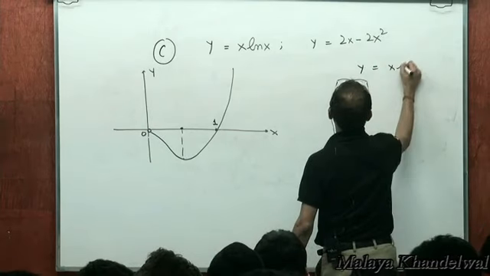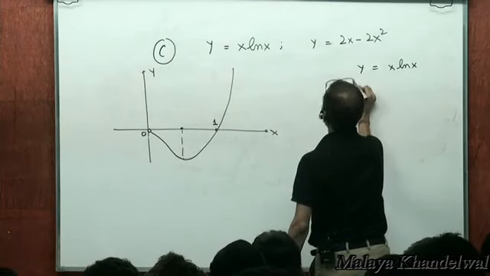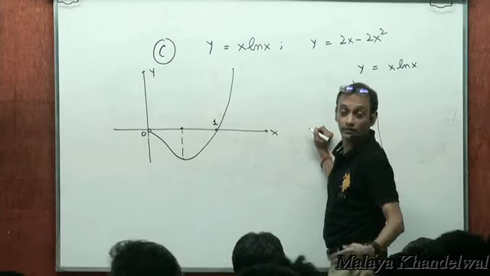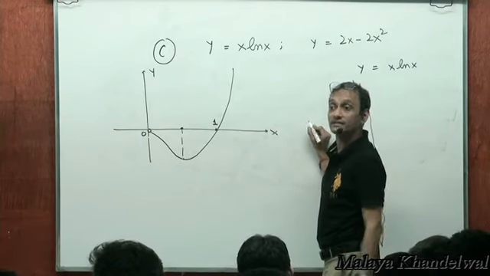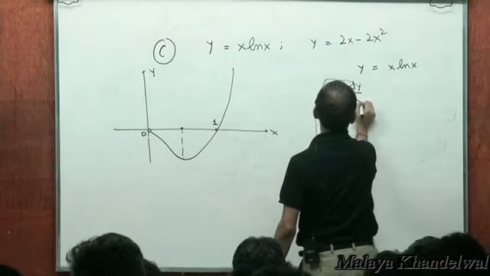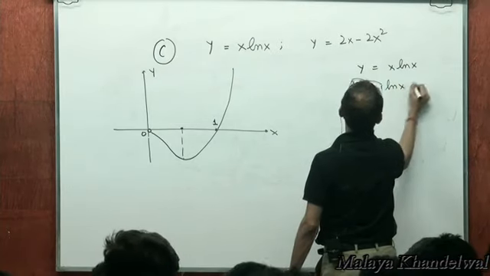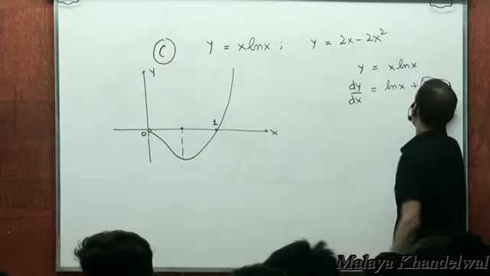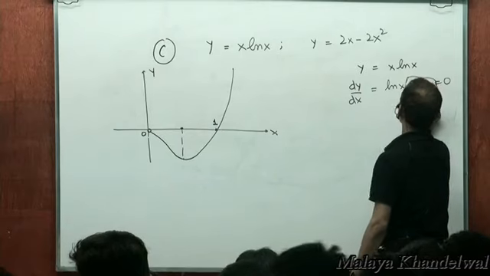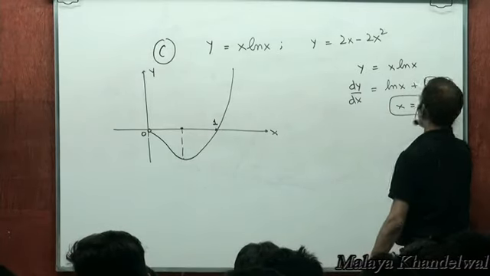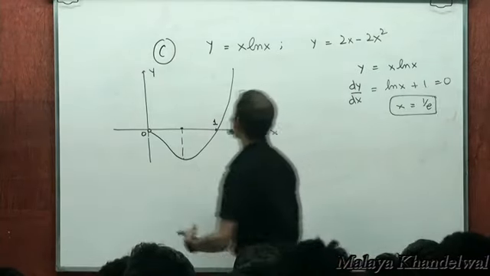y equal to x ln x. That means a turning point between 0 and 1 where y is x ln x. dy/dx is ln x plus 1, and it will become 0 at x equal to 1 by e, right, which is between 0 and 1.